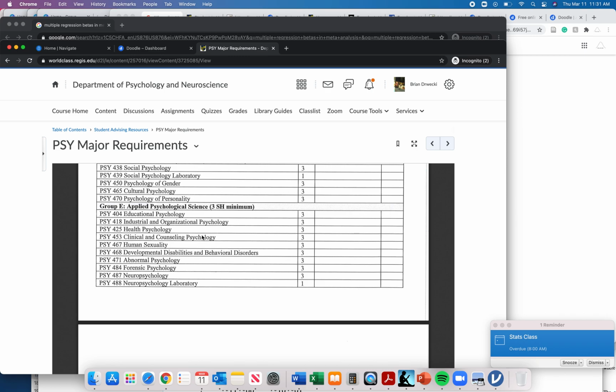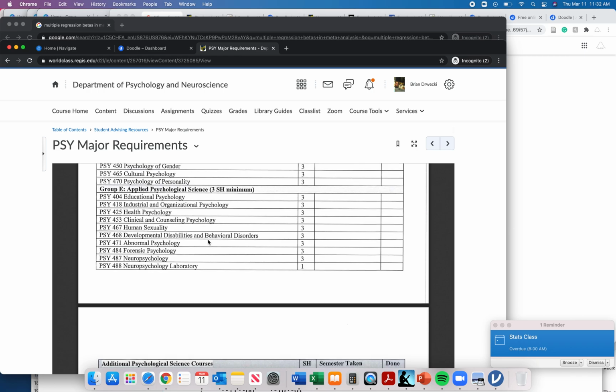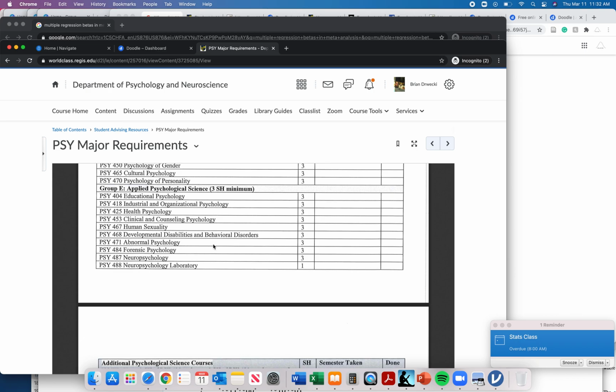Health psychology, I've seen that offered, not super frequently, but it's around. That is exactly what it sounds like. Clinical and counseling psychology, very popular class in the major. So if you want to get that class, you're going to have to sign up early and you're going to have to be on time. Oftentimes, juniors and seniors only are the ones who get into clinical and counseling. The same for abnormal psychology, which is going to be next. Human sex, it's exactly what it is, about the human sexual response and behavior. Developmental disabilities and behavioral disorders, taught by Dr. Betjeman, I believe, most frequently, and is exactly what it sounds like as well.